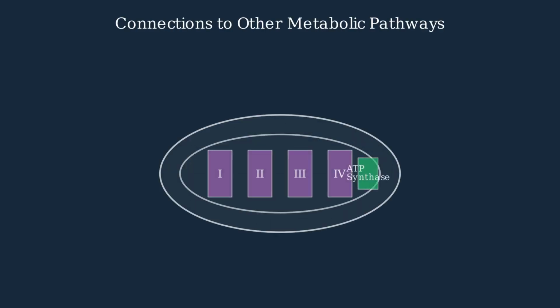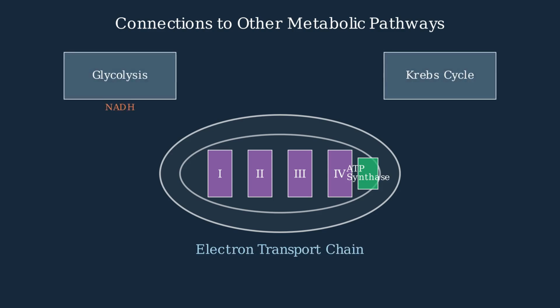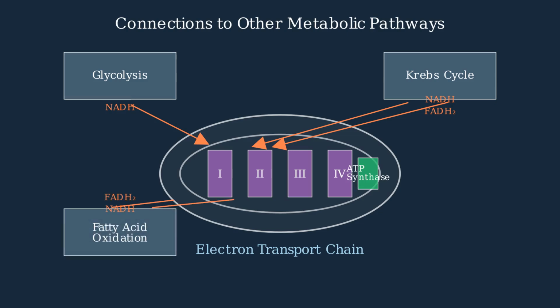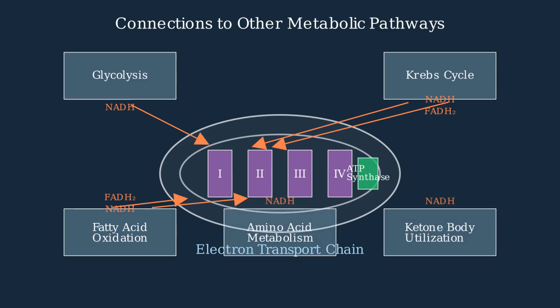The electron transport chain serves as a central hub that connects to multiple metabolic pathways in the cell. Glycolysis in the cytoplasm and the Krebs cycle in the mitochondrial matrix both generate NADH, which delivers electrons to complex 1 of the ETC. Fatty acid oxidation is another major source of both NADH and FADH2, especially during periods of fasting or high energy demand. Amino acid metabolism and ketone body utilization also produce electron carriers for the ETC. These connections show how the ETC serves as a final common pathway for energy extraction.